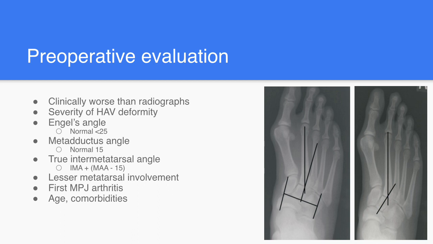So in these cases, your true intermetatarsal angle is the intermetatarsal angle plus the total of the metatarsus adductus angle minus 15. How many of the lesser metatarsals are involved is another thing that you want to consider. And does the patient have first MPJ arthritis? And then, of course, patient selection, you want to take their age, comorbidities, activity levels, and so on and so forth into consideration. And of note, the metatarsus adductus angle here is the bisection of the longitudinal axis of the lesser tarsus as well as the longitudinal axis of the second metatarsal.